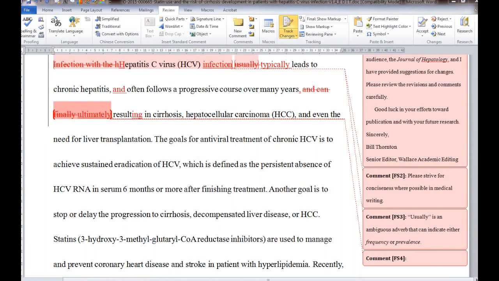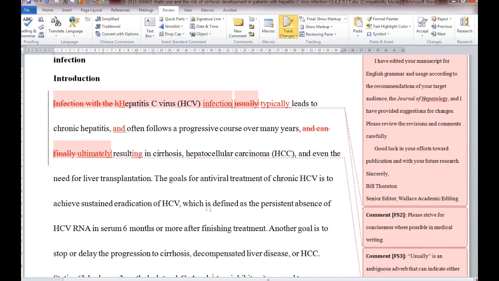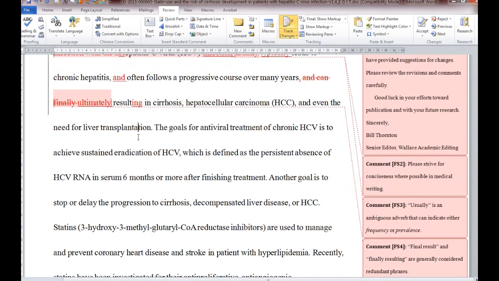And I'm going to explain this to the author briefly. I don't want to explain too much, give the author a lot to read, but the author deserves an explanation. And I could move forward and explain more about ultimately, but I think in this instance, ultimately would be more appropriate.